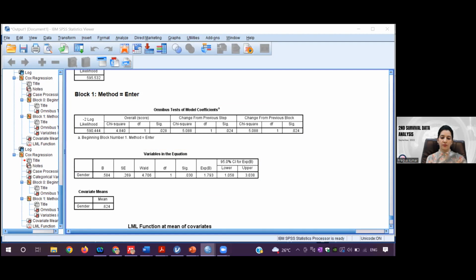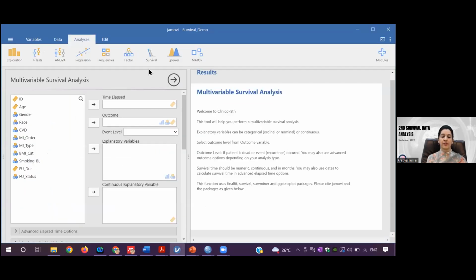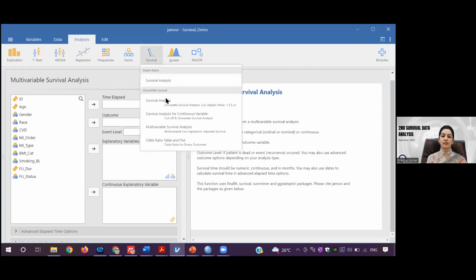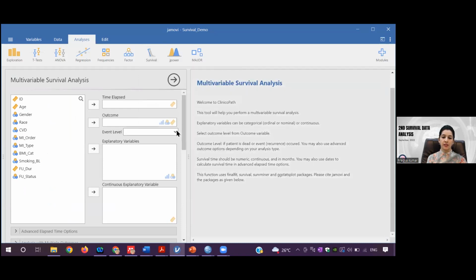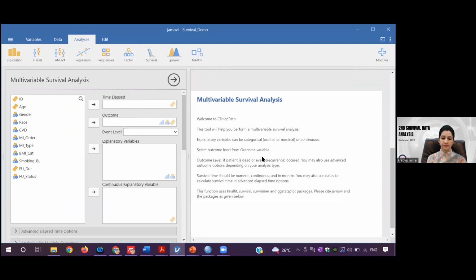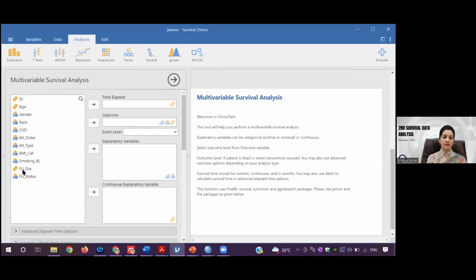So I'll go to JAMOVI now. In JAMOVI, initially for Kaplan-Meier we used this univariate option. But here we have to use this multivariable option because you need to put more variables. So you click this multivariable, then this window will appear. This follow-up duration, you move here. Outcome, you have to move here.